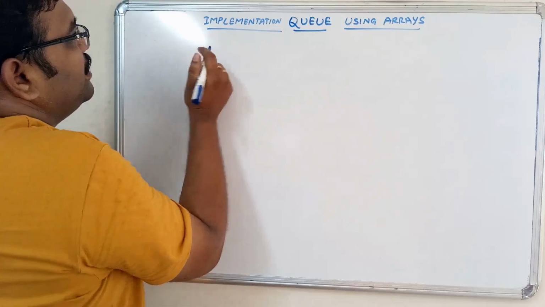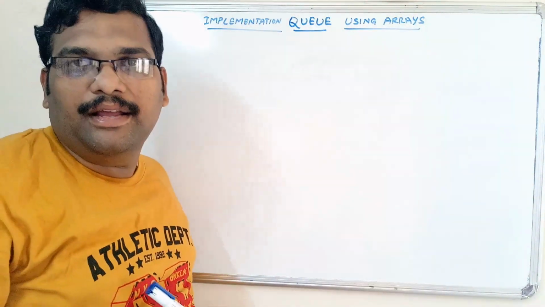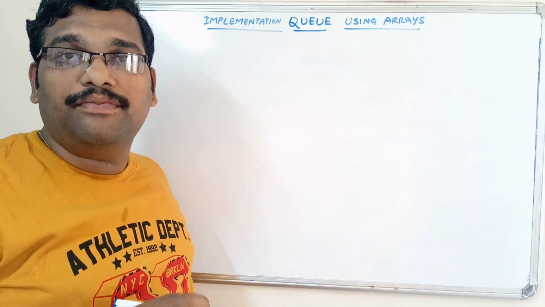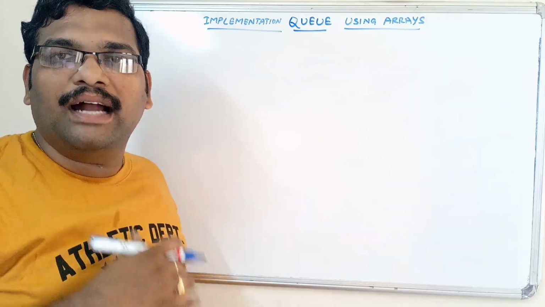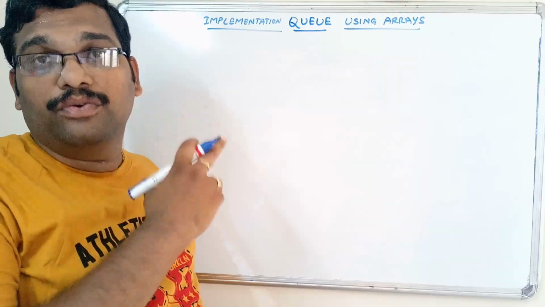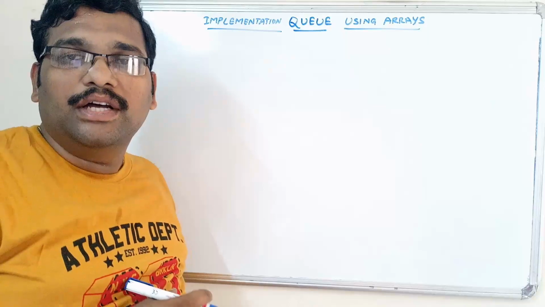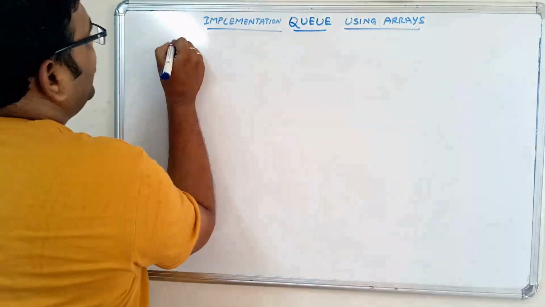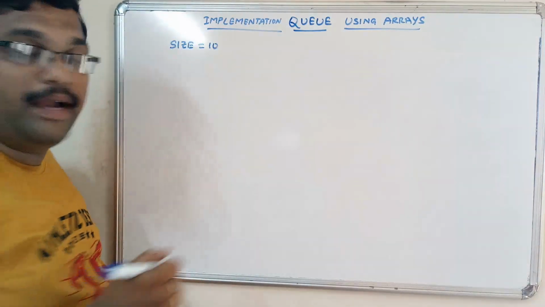First one, we need to fix the size of an array because it is a static allocation. Before starting the queue itself, we need to specify the size. So later we can't update the array size. That's the main drawback of implementing the queues using arrays. The same drawback we have seen in stacks also. So that's why we will move on to the linked list. Now let us take the size as some 10, right?